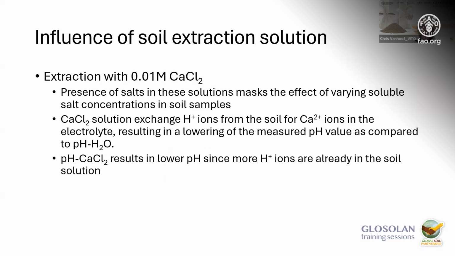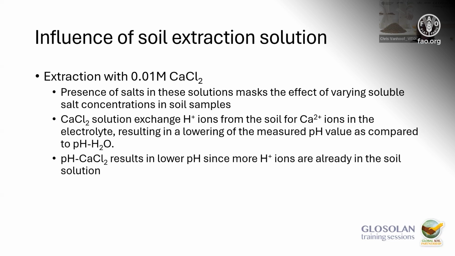If you do the extraction in calcium chloride, then you get extra salts into the solution, and the presence of these salts masks the effect of varying soluble salt concentration in the soil samples, because the calcium chloride solution exchanges the hydrogen ions from the soil for the calcium ions in the electrolyte. This results in a lowering of the measured pH value as compared to the pH water. So the pH in water will be higher than the pH measured in the calcium chloride extract.